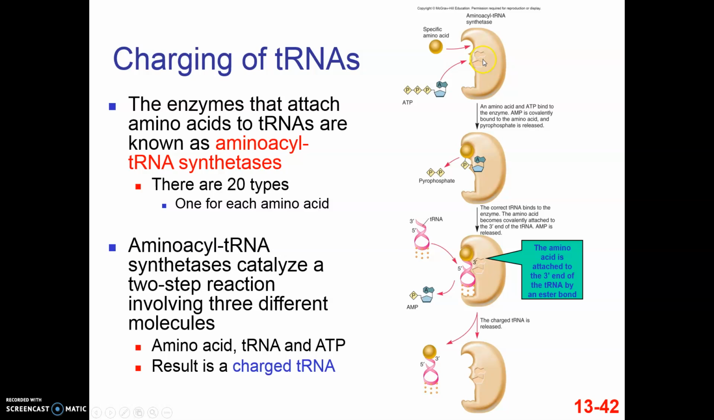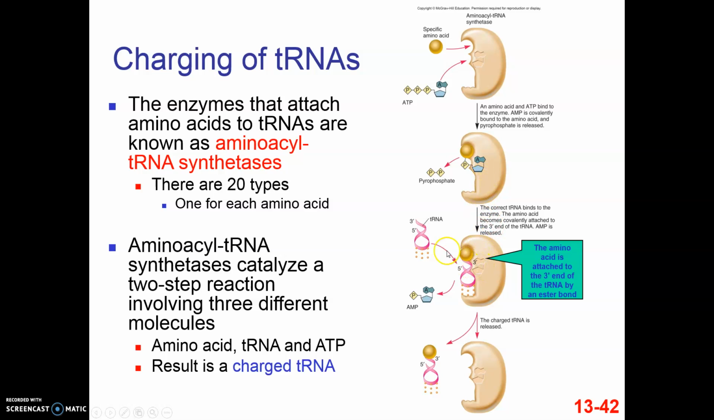So this requires energy. We have a binding site for that specific amino acid that comes in there. It has a binding site for ATP. It will then couple ATP onto the amino acid. That is an energetically favorable reaction because we're releasing pyrophosphate, an energy-rich expenditure.